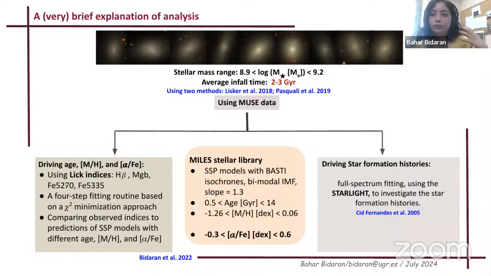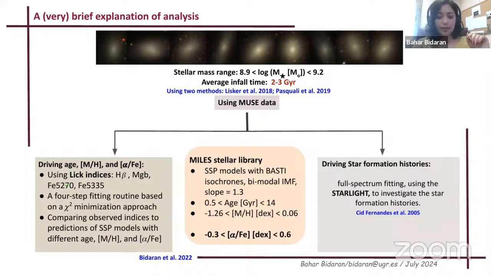And in order to minimize the systematics here, we extrapolated the models and expanded the range of alpha over Fe between -0.3 and 0.6. And also as a secondary method, in order to make sure the values we are getting make sense, and also in order to have the star formation histories of these galaxies, we went to the full spectral fitting technique using STARLIGHT, again based on the same stellar population model.